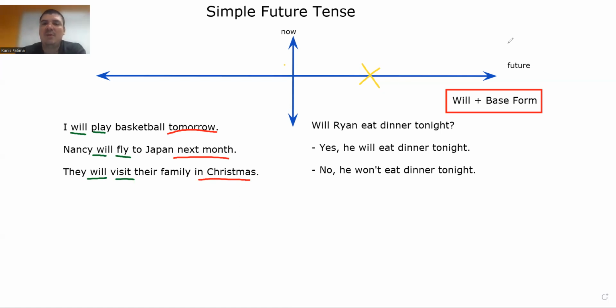So, for example, will Ryan eat dinner tonight? Again, Ryan is he, but we do not add s. Yes, he will eat dinner tonight, or no, he won't eat dinner tonight. Again, anytime you use will, you use the base form of the verb, no s or ed.